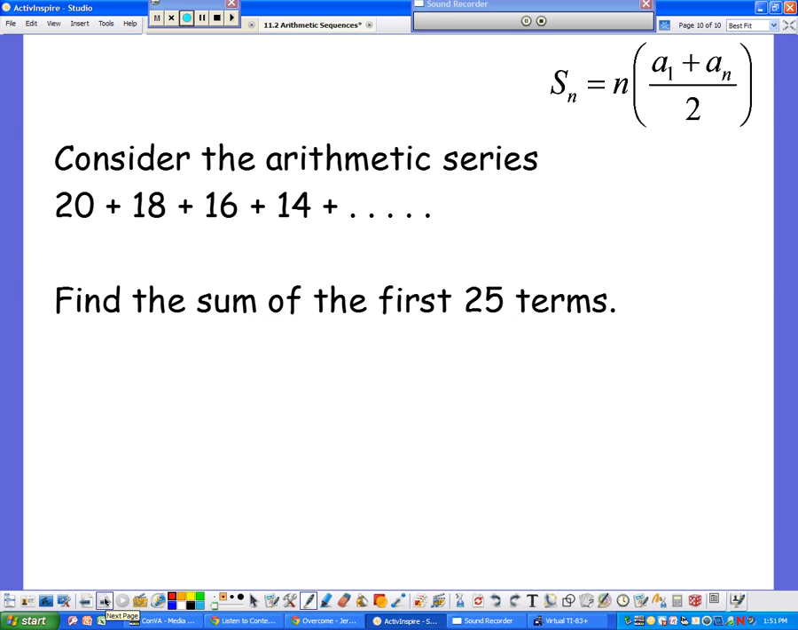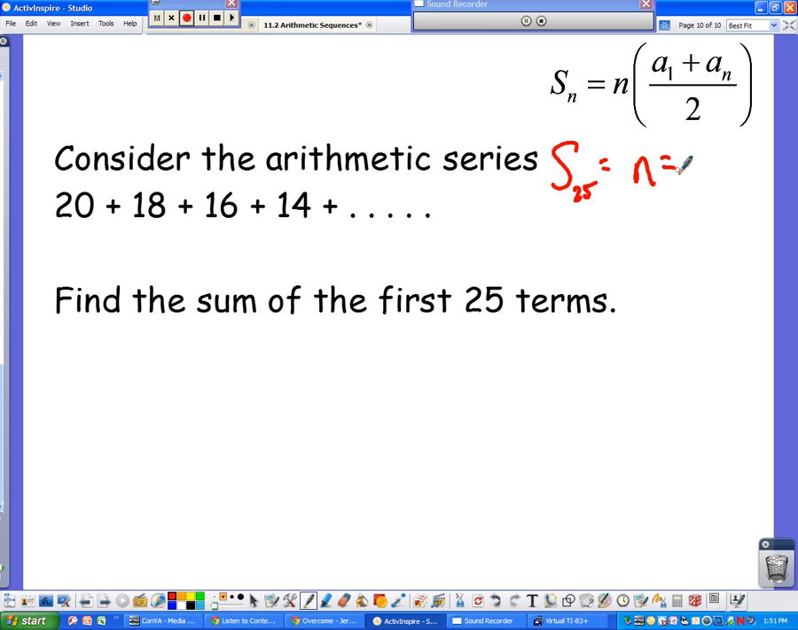Consider the arithmetic series 20, 18, 16, and 14, and we want to find the sum of the first 25 terms. When we're looking at this, remember, we're looking for the sum of the first 25 terms, so your n is 25. Your a sub 1, the first term, is 20, and I need a sub n. Again, I've got the first, second, third, and fourth term, but I don't have that 25th term.